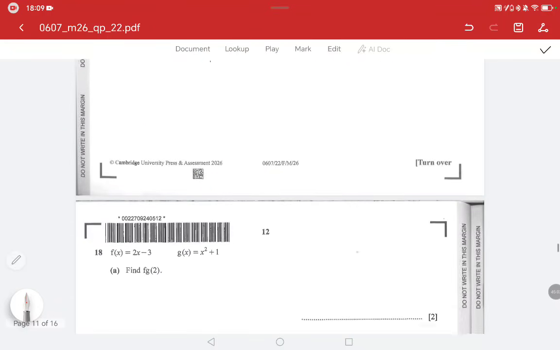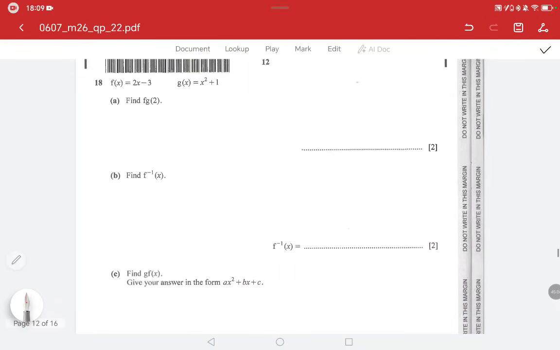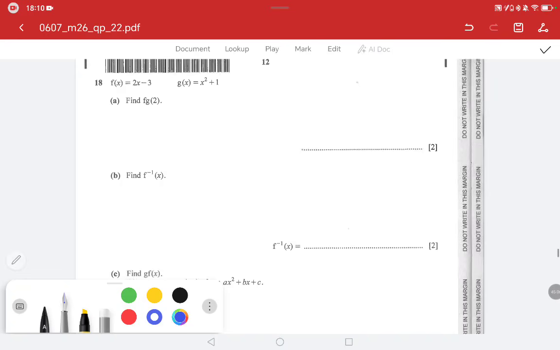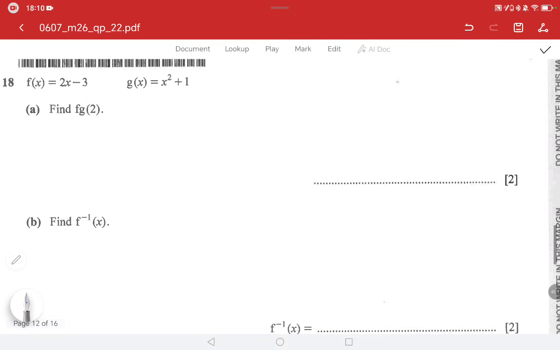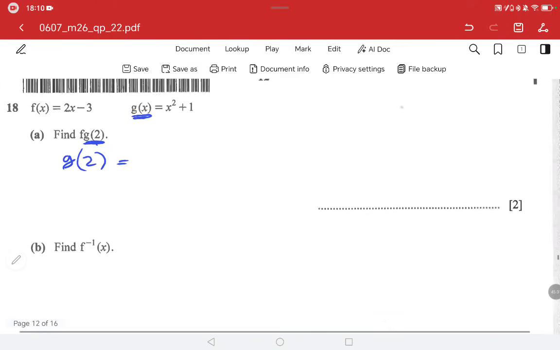Okay. Next one, question 18, functions. Here, find fg of 2. For g of 2, start usually from the right. Find the right side first, the right part of the question. G of 2, as you see, here is g. So just substitute by 2.